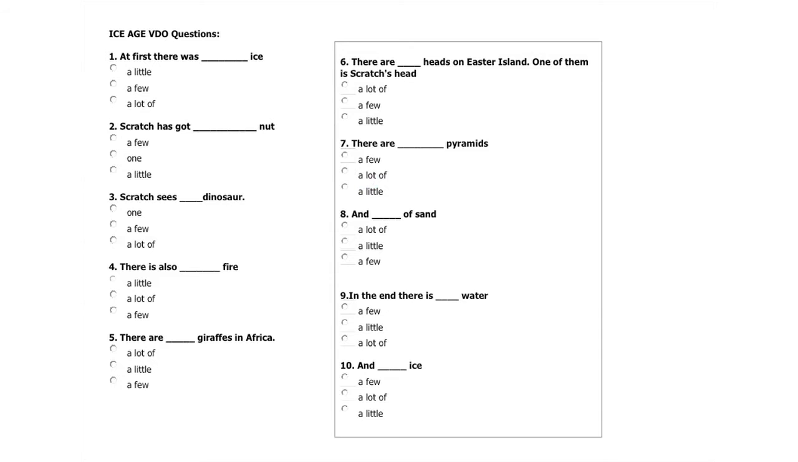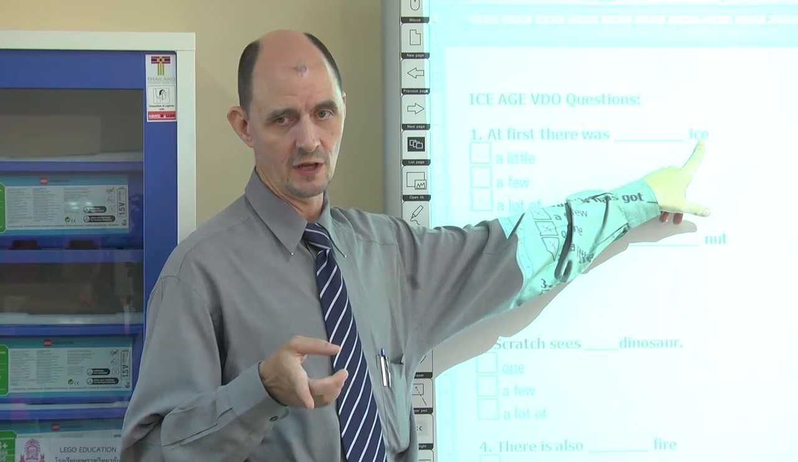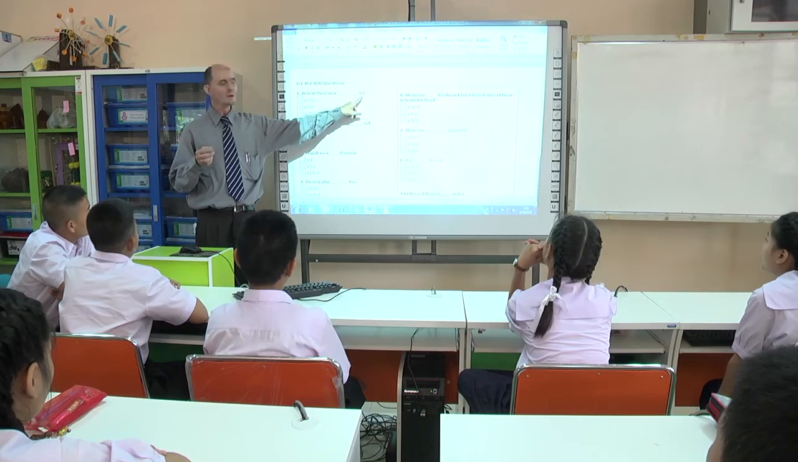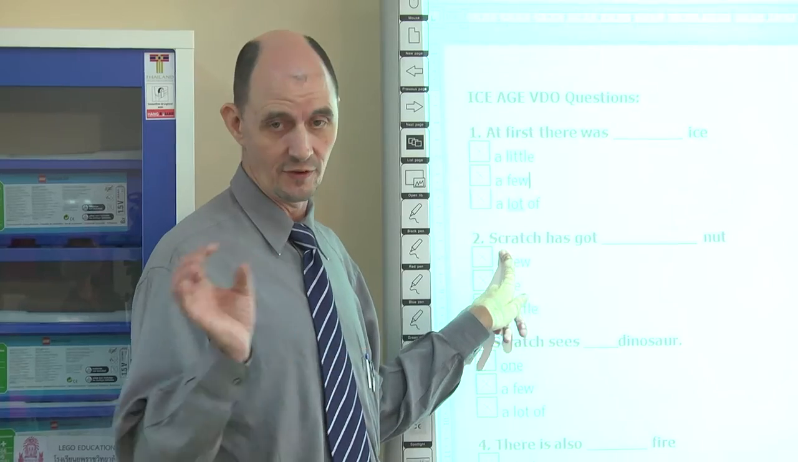Okay, so let's read through the questions. Some of these questions you can answer by yourself. So at first there was blank ice. Okay, so the noun is ice. You tell me if ice is countable or uncountable. Uncountable. Good.